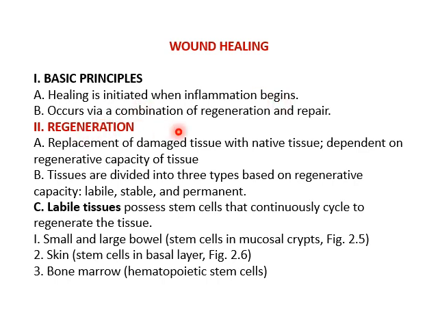Regeneration: replacement of damaged tissue with the native tissue, depending on the regenerative capacity of the tissue. It is the process of replacing the cells of damaged tissue with good ones, and it depends on the capacity of the tissue for regeneration. Tissues are divided into three types based on the regenerative capacity: labile, stable, and permanent. We will take each one in detail. The first one, labile tissues, possess stem cells that continuously cycle to regenerate the tissue.